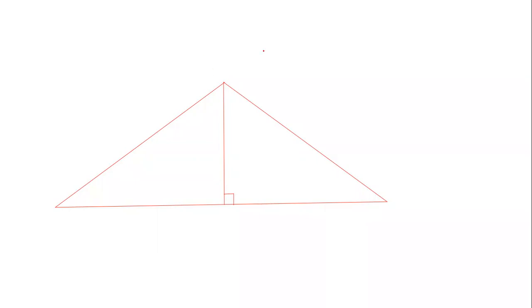Okay, so this is the altitude. Now let me name it as ABC. So this is A, side A. Okay, so yeah, this is side A. This is B, AB and C, and let me name it as D.